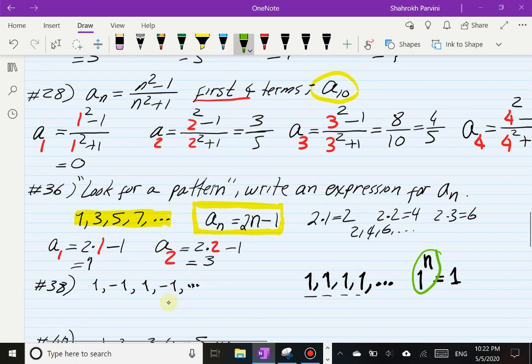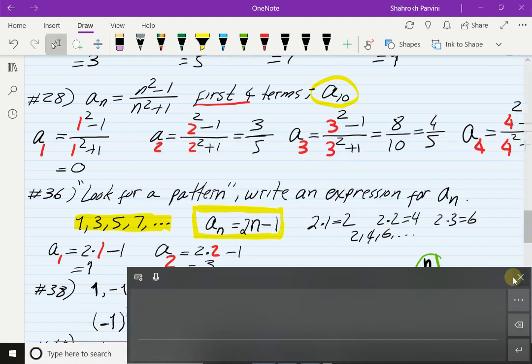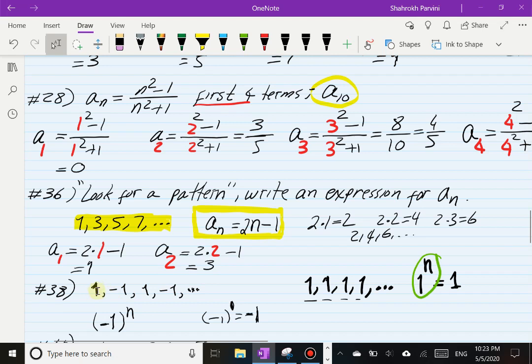And how we do it is actually this way. I'm going to go negative 1 to the nth power. And let's see how that works. So when n is 1, I get negative 1 to the first, which is negative 1. But we actually want this to start with a positive 1, right? First term is positive here. So I need to tweak this one.